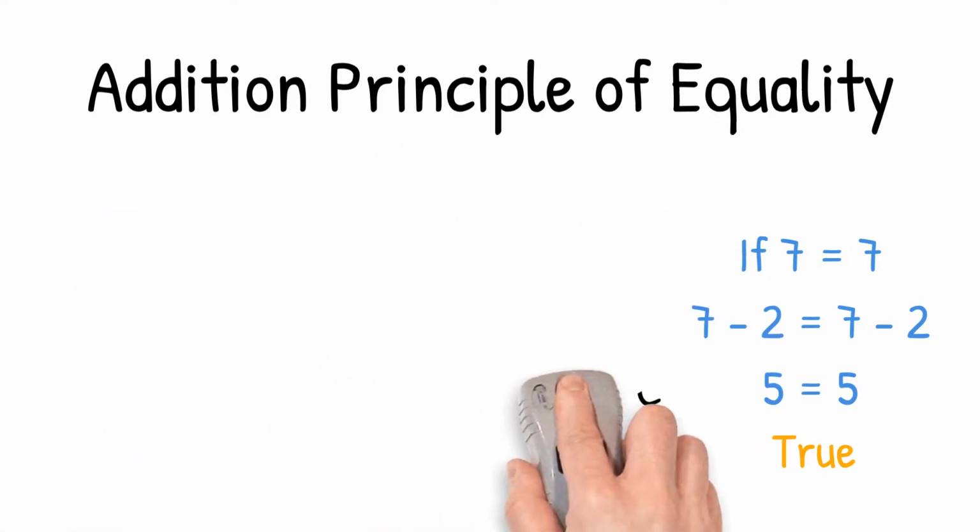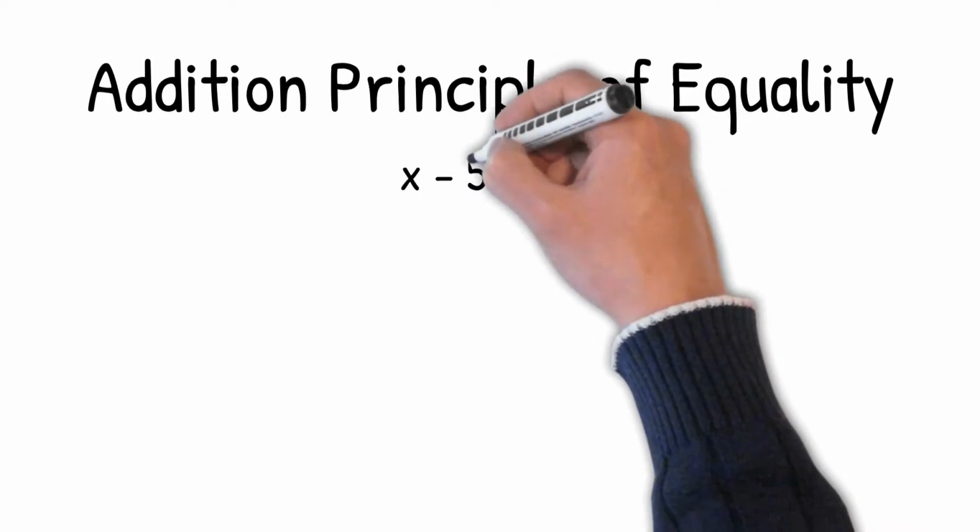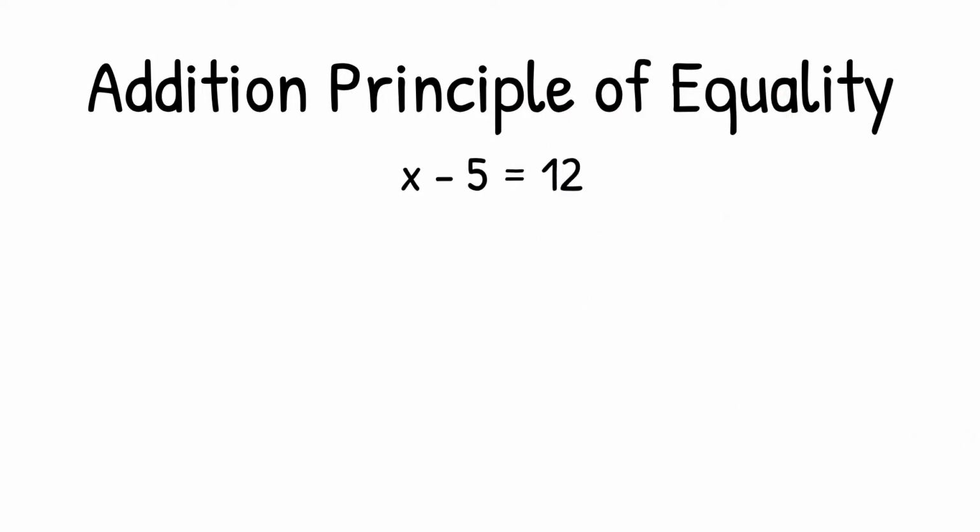Let's use the addition principle of equality to solve an actual algebraic equation, such as x minus 5 is equal to 12. To solve an algebraic equation, we are looking for what number substituted for the variable x would make the equation true. We want to find what x is equal to. We need to get x all by itself on one side of the equation and the numbers on the other side. To start, mathematically, what is happening to x?